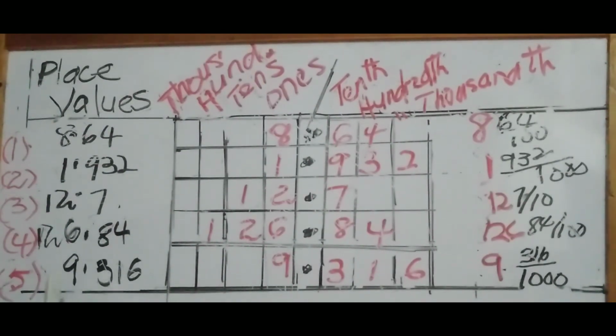And the last one, 9.316. The 9 goes under the ones, the first place value in front of the point. Then the 3 would go underneath the tenths, and everything else falls into place. So the 1 would automatically come underneath the hundredths, and the 6 underneath the thousandths. So the number here, or the fraction here, would be 9 and 316 thousandths. Notice we have 3 places of decimal, so we use 1,000 as our denominator.